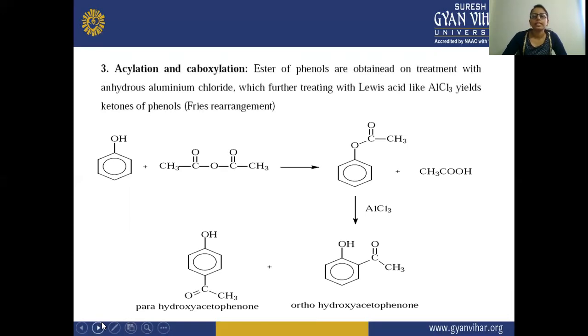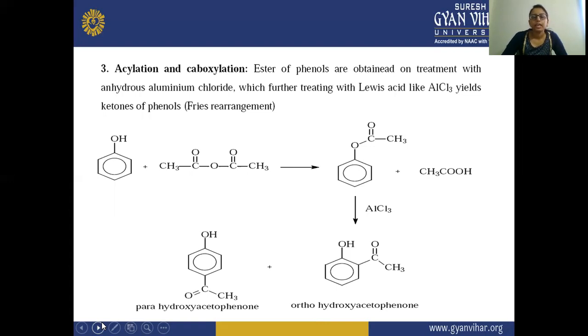The third reaction is acylation and carboxylation. In acylation, esters of phenols are obtained on treatment with anhydrous aluminum chloride, which further reacts with a Lewis acid like AlCl3, that is aluminum chloride, yielding ketones of phenol. That is also known as Fries rearrangement.